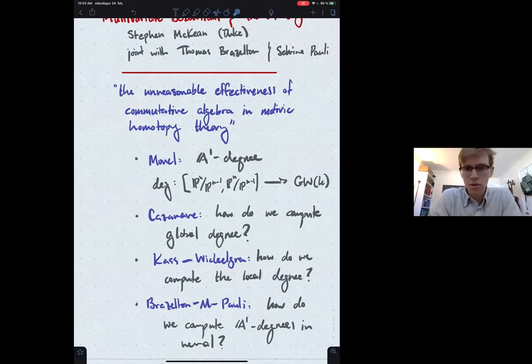And then the third thing we'll talk about is the work of Kass and Wickelgren on computing the local degree. So Kazanov's result is limited by the dimension in which you can work. You're just working in dimension 1. And if you want to work more generally, then Kass and Wickelgren give a method for doing that using local degrees. You break your global degree down into local degrees, and then you compute those local degrees using a formula that they write down, again, in terms of commutative algebra.